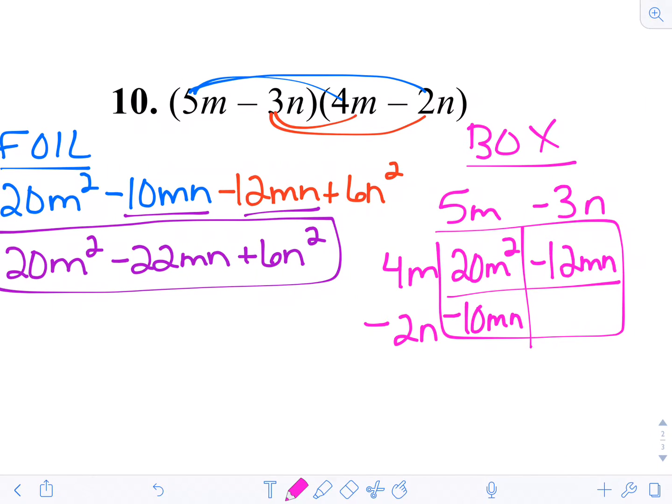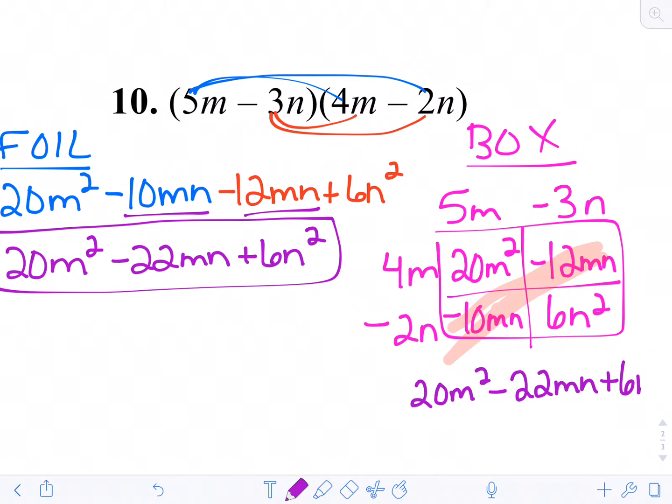And I put them in alphabetical order. That way it's easier to keep up with. Negative 2 times negative 3 is 6. N times n is n squared. And then combine like terms. Again, right here in the middle is the only thing that are like terms. So we have 20m squared. Negative 10, negative 12 is negative 22 mn. And then you have plus 6n squared.